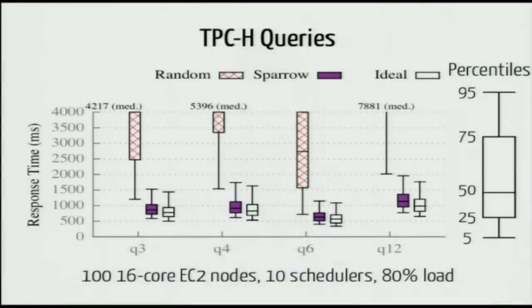So this graph shows the response time of 4 different TPC-H queries. And what you're looking at is various percentiles with Sparrow. Those are the purple boxes. And we're comparing Sparrow to 2 alternatives.